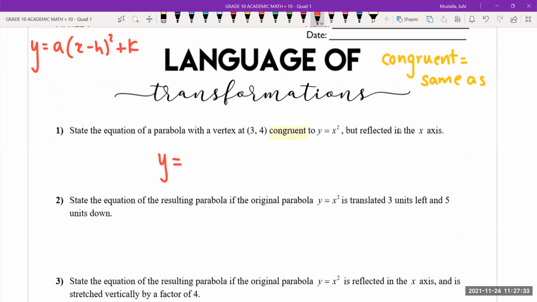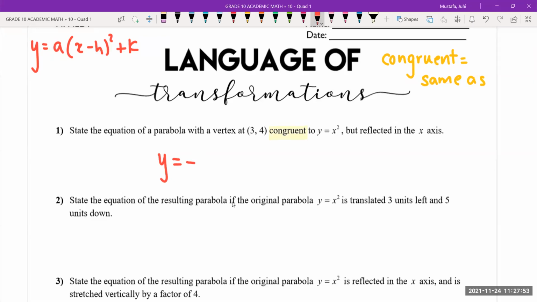Do we have a reflection? Yes, we do. So I'm going to put a negative sign to show that it's a reflection. Do we have a stretch or compression? No. Do we need a number here then? No, it's just going to be a 1, which you don't need to write down. So you can just keep it as a negative sign.